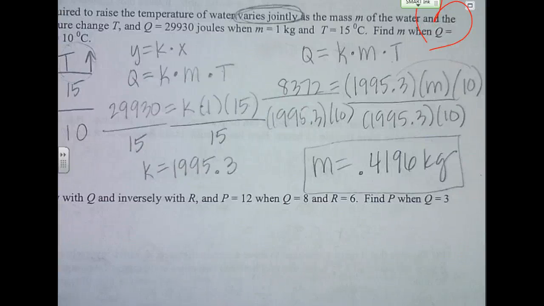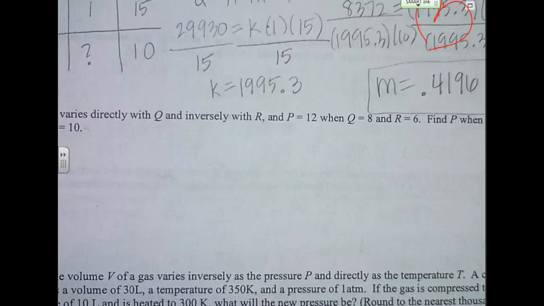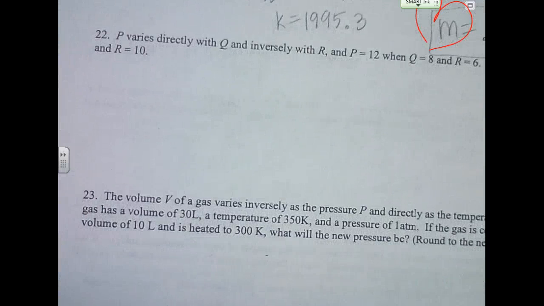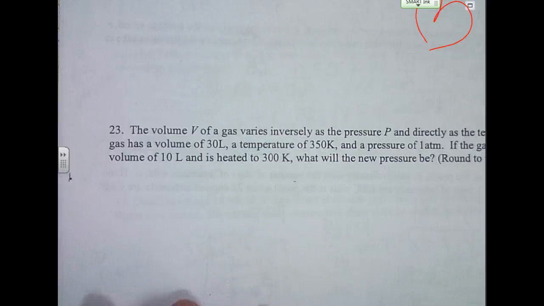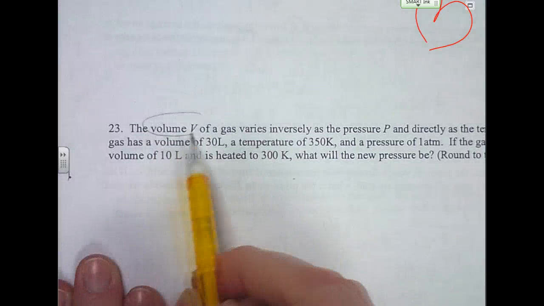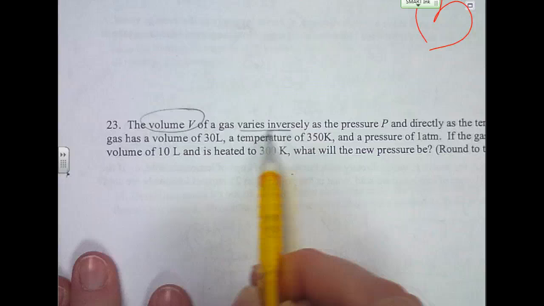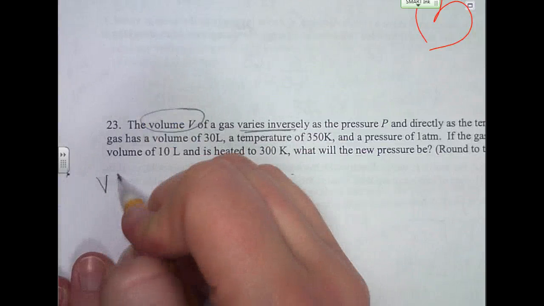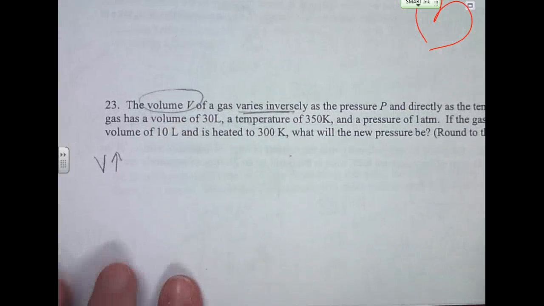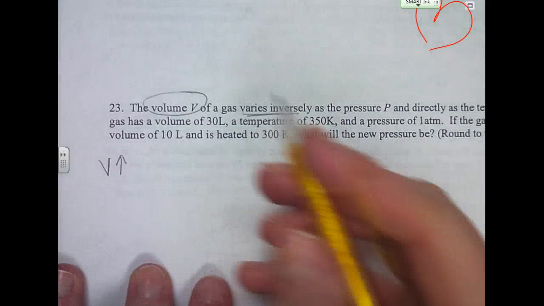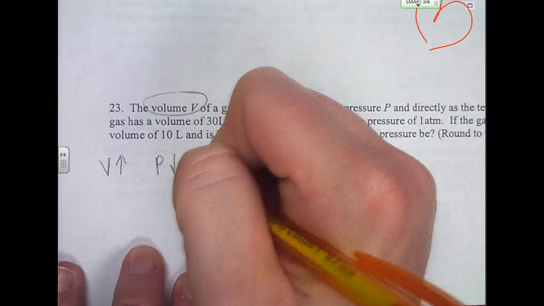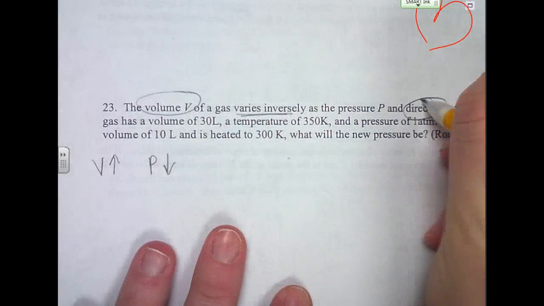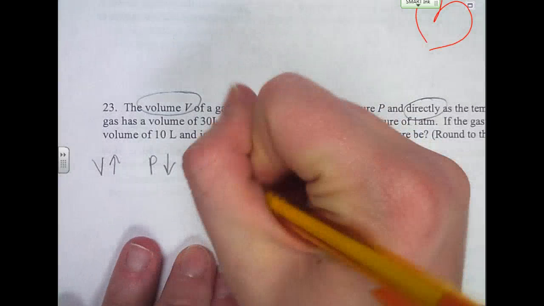Okay, so the last one we'll do together right now is 23. So this is the combination one. So you're gonna have direct and inverse. So we have the volume V of a gas varies inversely. So first we'll start with volume, goes up. First one always goes up. It says varies inversely as the pressure P. Does P go up or down? Down. And directly as the temperature T. What does T do? Up.